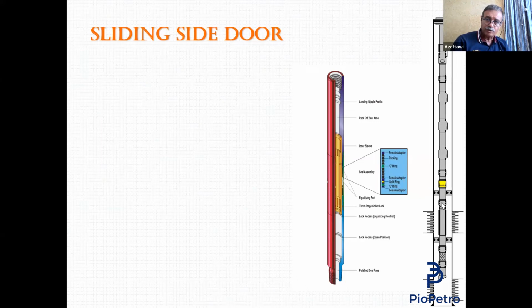This is the second one, which we put between the two packers. But this one is not for circulation or communication. It is for production. If you don't need to produce from the upper zone, keep it closed. If you need to produce from the upper zone, open it. So the one we put between the packers is not for communication, but for production.